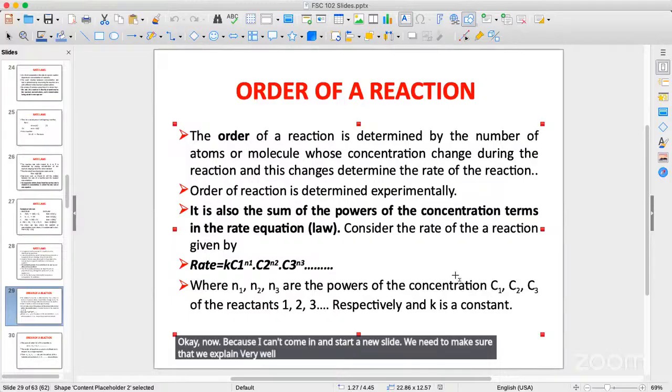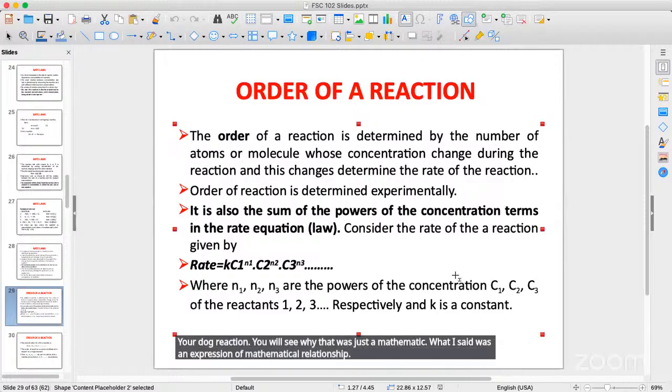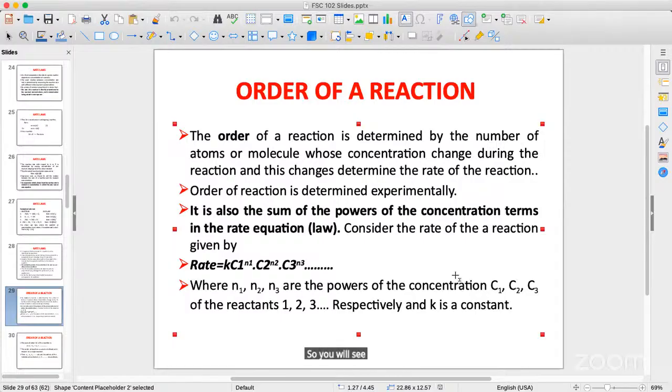I also come back to what I meant when I said mathematically. When we get to how you determine the order of reaction, you will see why that was just a mathematical expression of a relationship. So you will see it very clearly when we get to that point. It's not something you need to worry about at this point.